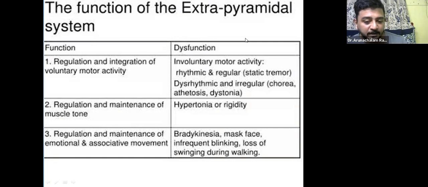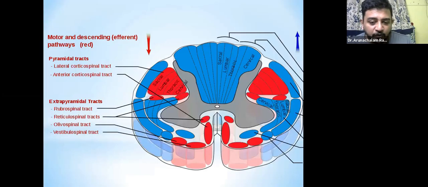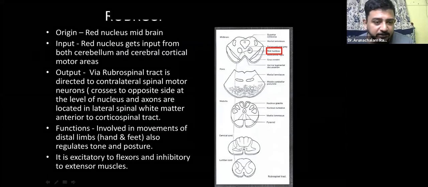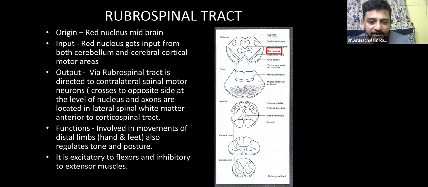Okay, so what are the cells which are giving rise to the extrapyramidal system? What are the tracts of the extrapyramidal system? We know that it is the rubrospinal, tectospinal, olivospinal, and vestibulospinal. So the first tract is the rubrospinal tract. It arises from the red nucleus in the midbrain. You can see here there is a red nucleus in the midbrain. This gives information down to the spinal cord. This is called the rubrospinal tract.